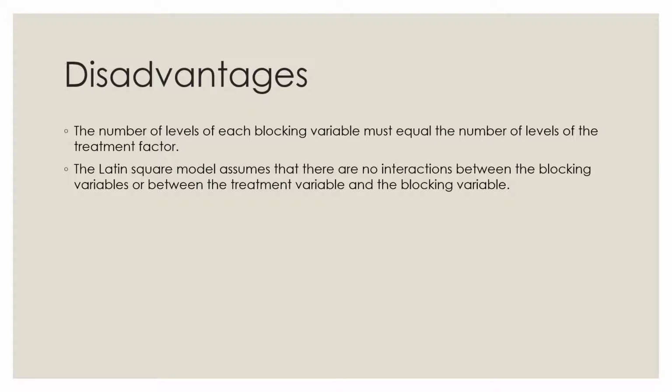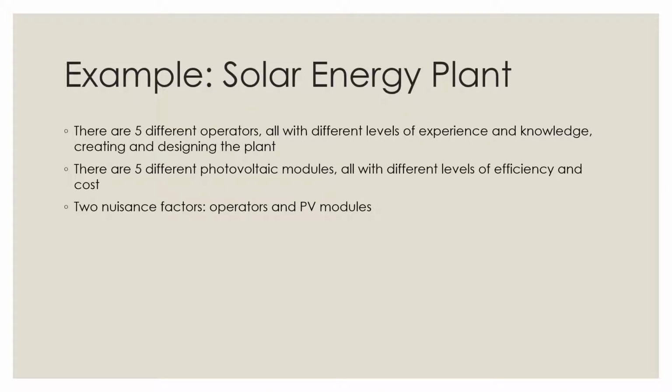The disadvantages of Latin square designs are as follows. The number of levels of each blocking variable must equal the number of levels of the treatment factor. Also, the Latin square model assumes that there are no interactions between the blocking variables or between the treatment variable and the blocking variable. Here is an engineering application example of a solar energy plant.